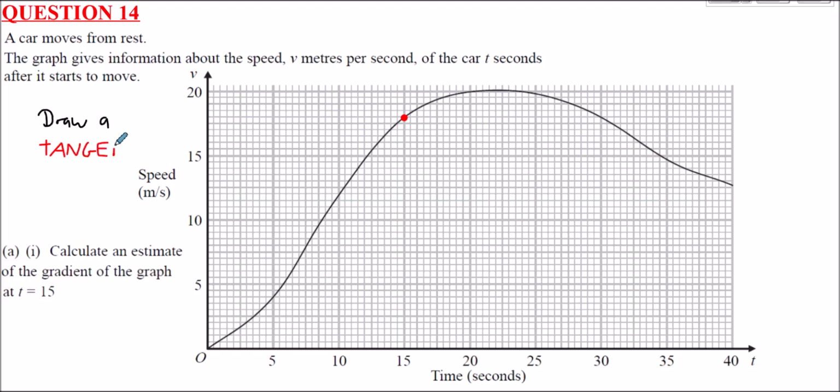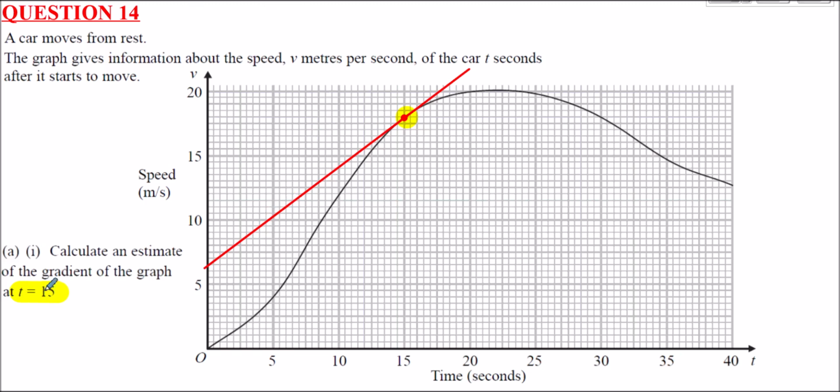So there's some wriggle room for this. It's not an easy thing to draw, but here's one I made earlier. And as you can see, the point being it just touches when t is 15. It doesn't cut the curve again here, doesn't cut again at the other side, just touches when t is 15. Now your line might be different to mine, so as long as it's roughly the right slope, that's absolutely fine. Now we need to find the gradient of this tangent.